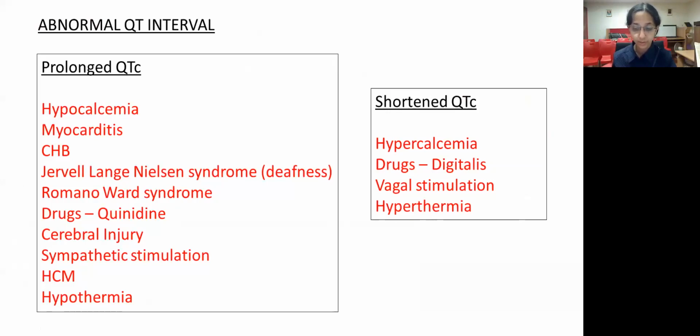Just to summarize, QT interval is very important for us because it gives an understanding of the whole ventricular activity. It does not change with age, but it changes with the heart rate. Generally, it does not exceed 0.43 seconds, but in infants, you can accept it till 0.47 or 0.48 seconds.